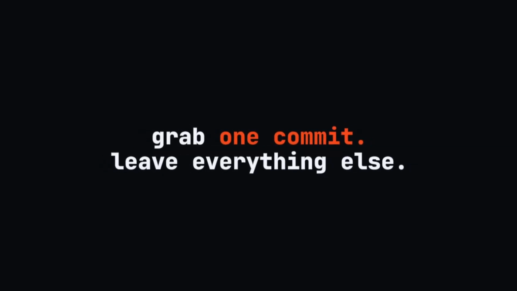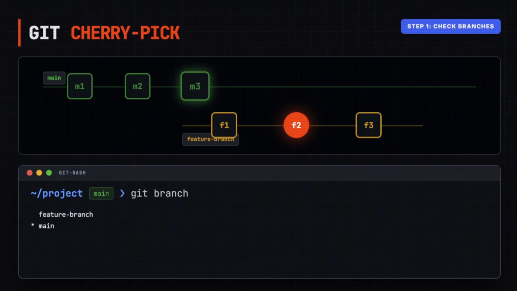So what do you do? Git cherry-pick. Grab one commit. Leave everything else. Let me show you exactly how. First, check your branches. Run git branch. You're currently on main, and the feature branch exists.